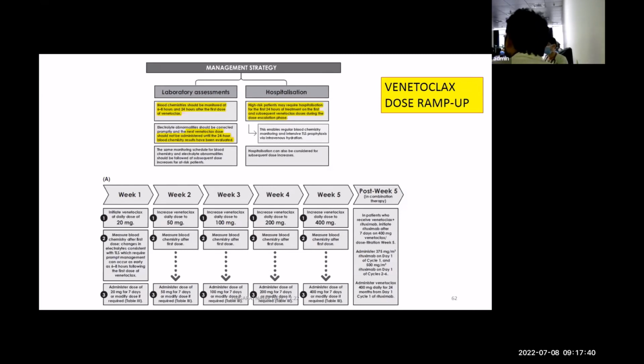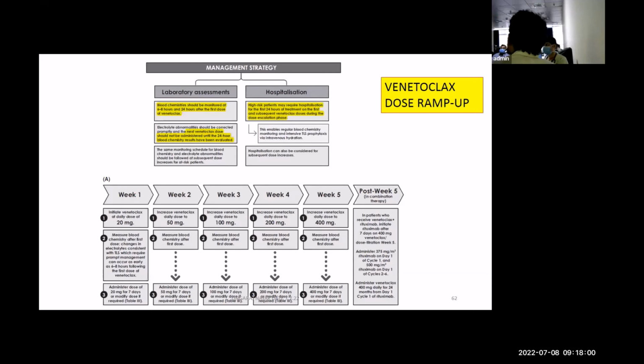Week one, you start with 20. As I said, after you start the drug, 8 hours after that you check for lysis, and then the next check will be after 24 hours, right? After a week, you increase to 50, then 100, then 200, then 400. So you take 5 weeks to reach the maximum, or adequate therapeutic, level. That's how the concept of dose ramp-up comes in.